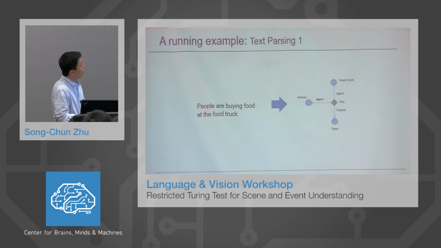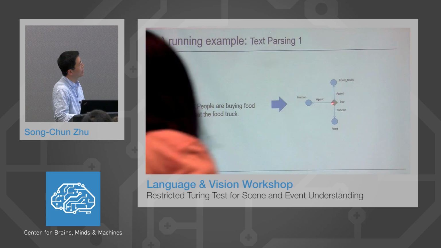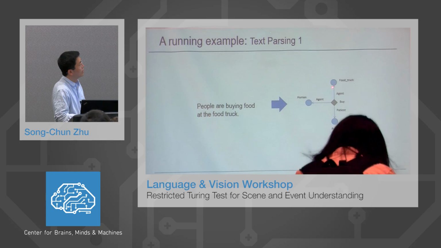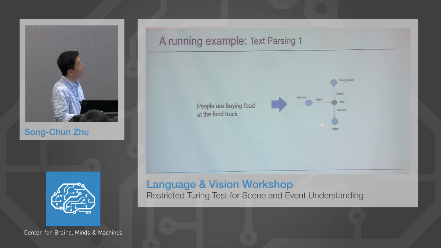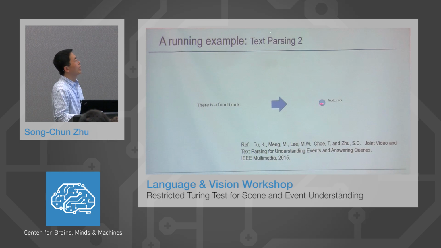And then if you have text input, let's say people are buying food at a food truck, this is what the language parser will give to us. Buying as an action, and then there are the agents, at the food truck, and then the patient, food. Also agents with humans. So you have a graph representation. Here, we just have simple nodes. Okay. So this paper was published this year in the IEEE Multimedia, Joint Parsing.